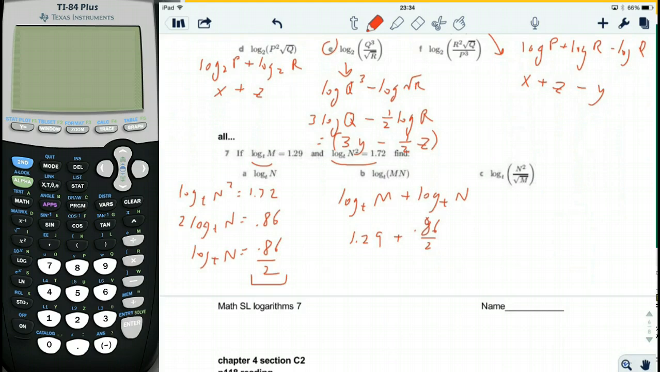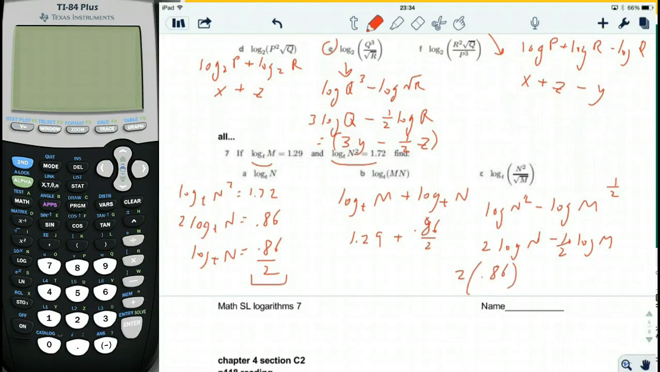Log base t of n squared divided by square root of m. So that's equal to log of n squared minus log of m to the 1/2. Then we bring down the exponents. 2 log n minus 1/2 log of m. So that would be 2 times 0.86 minus 1/2 times the log of m, which is 1.29. So you can just put that in your calculator. And that's it.